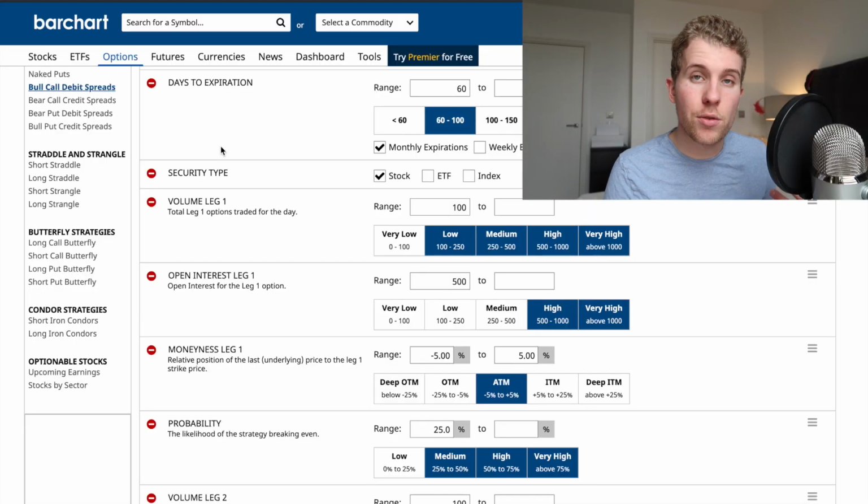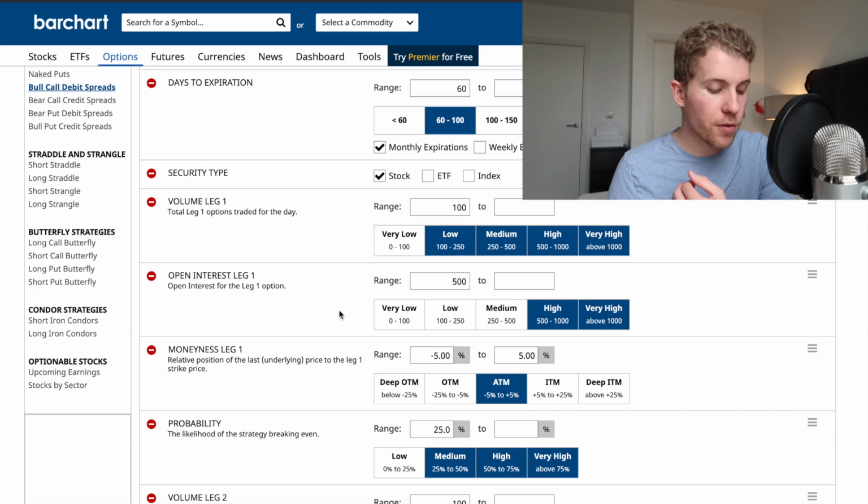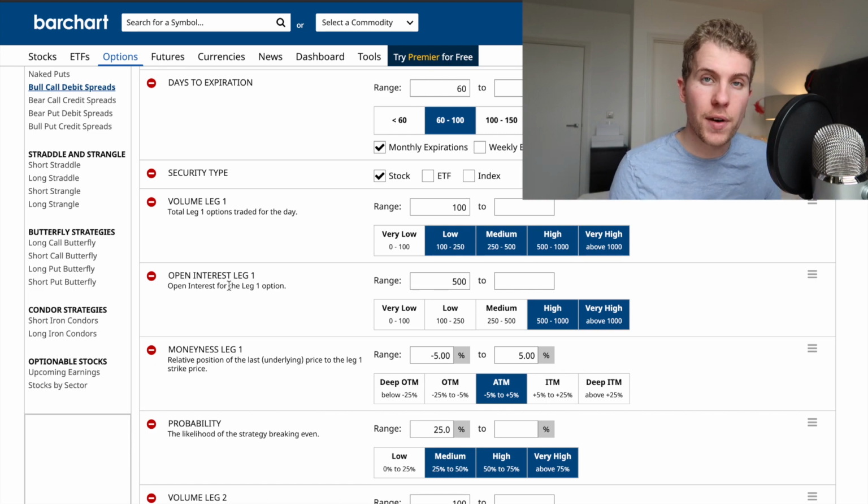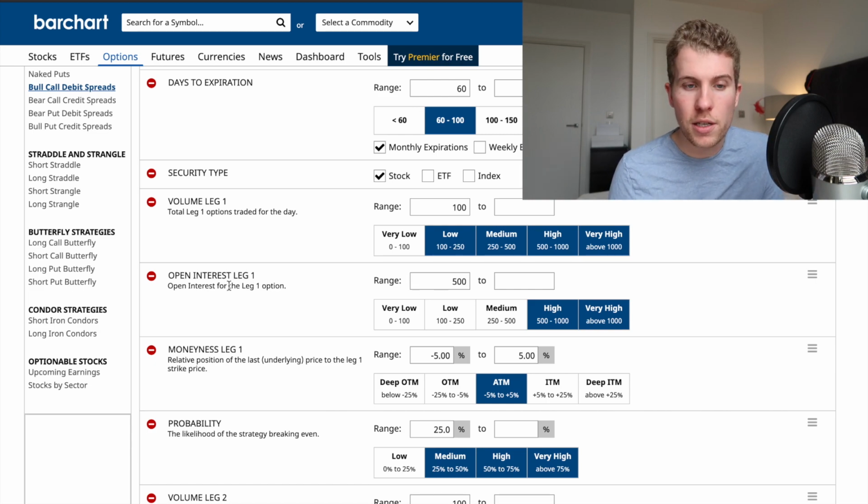Here it shows that the trades shown by the screener are going to have options with open interest of a minimum of 500 and volume of a minimum of 100, which is really good. An open interest with a minimum of 500 for an option is a really good minimum to have.